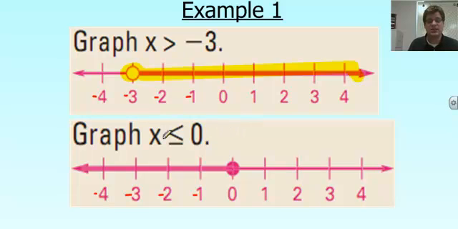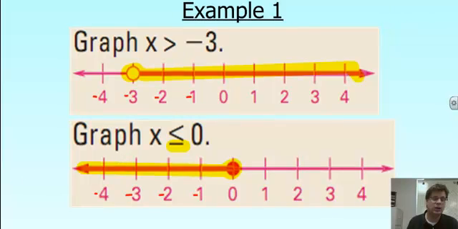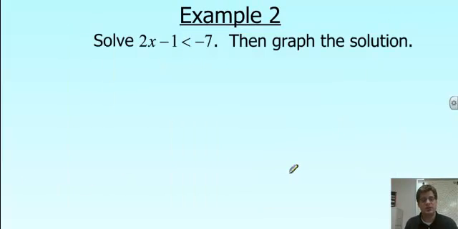In the next one, we have x is less than or equal to 0. So because x is a number that is less than 0 but also equal to, see that little line underneath there? That means we're going to put a closed circle, which means that's going to include 0. And then we think about, well, what are the numbers that are less than 0? And then we're going to make our arrow go to the left because that represents the numbers that are less than 0.